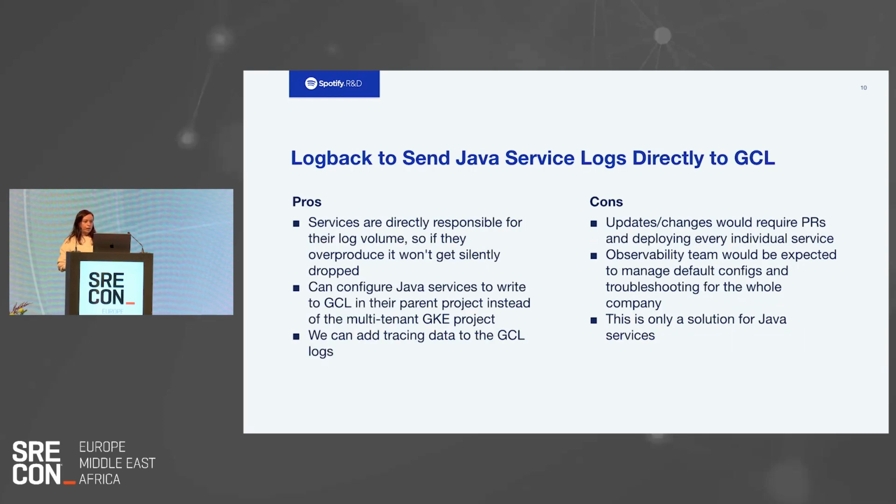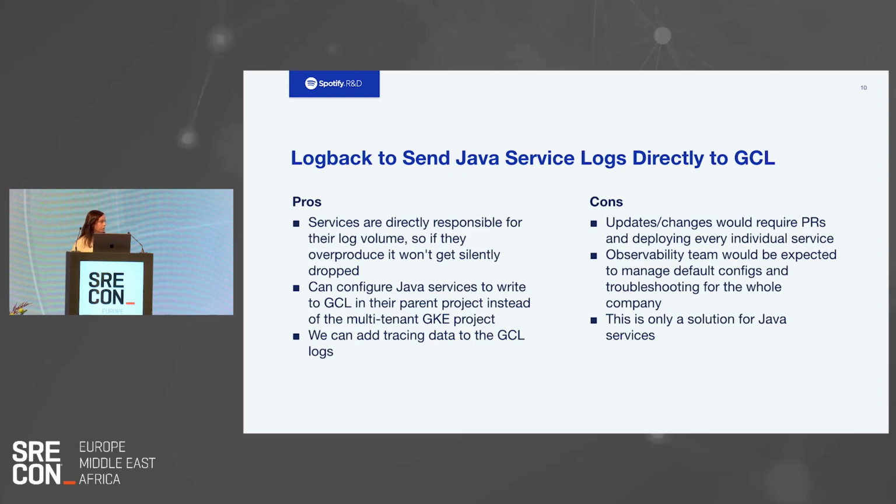So another option we had was using Logback directly to send Java service logs directly to Google Cloud Logging. This would make the teams that owned these services responsible for their log volume and for basically overproduction. So if logs were getting dropped, they would notice, and it would be on them to check Logback. You could configure the Java services to write to Google Cloud Logging in their parent project instead of this multi-tenant project. So it solves that large config multi-output issue that I mentioned before.